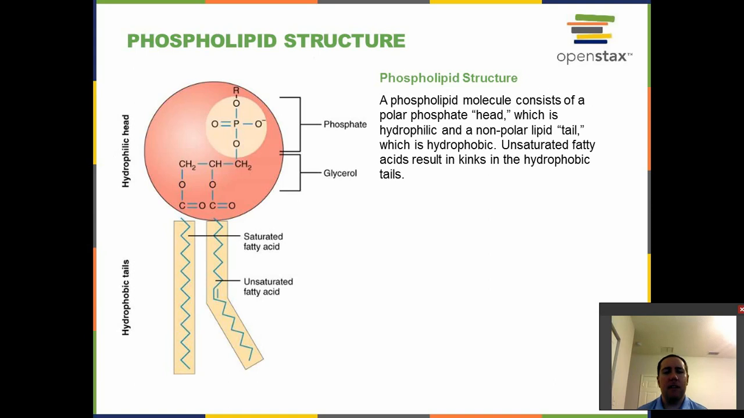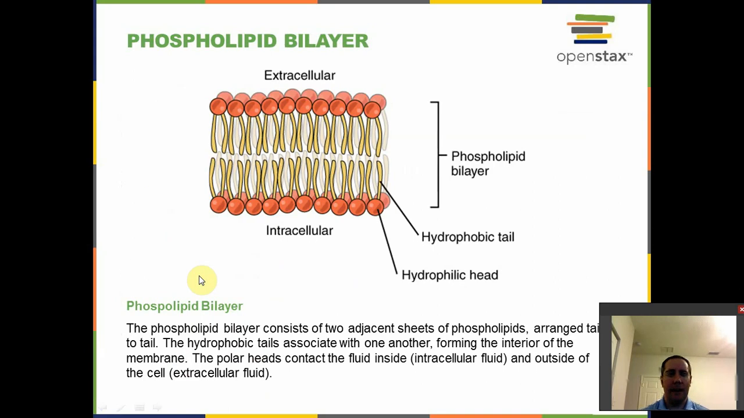So this was that phospholipid. And remember, it had two primary parts. We had the head and the tails. And in the head was the phosphate portion. This is the hydrophilic part, the part that likes water. And then the tails are the hydrophobic part, the part that does not like water. And these are made out of fatty acids.